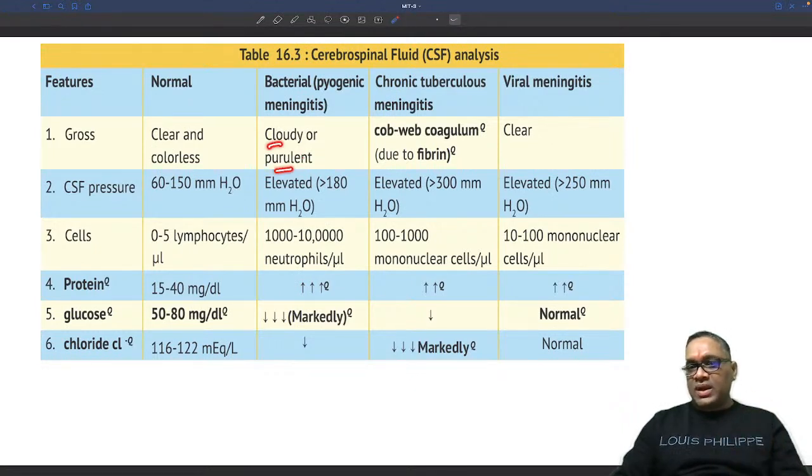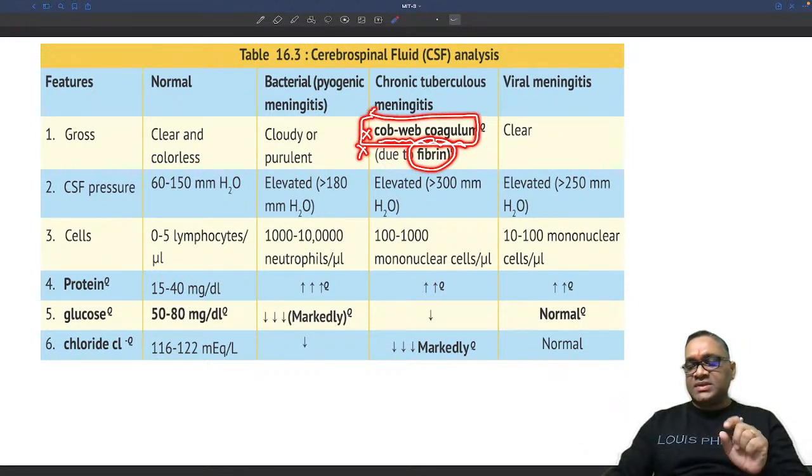So cloudy or purulent. In the same way, in chronic TB meningitis, there will be fibrin, and because of fibrin, they will form a clot. This clot will look like a spider web, which is called cobweb coagulum, right?